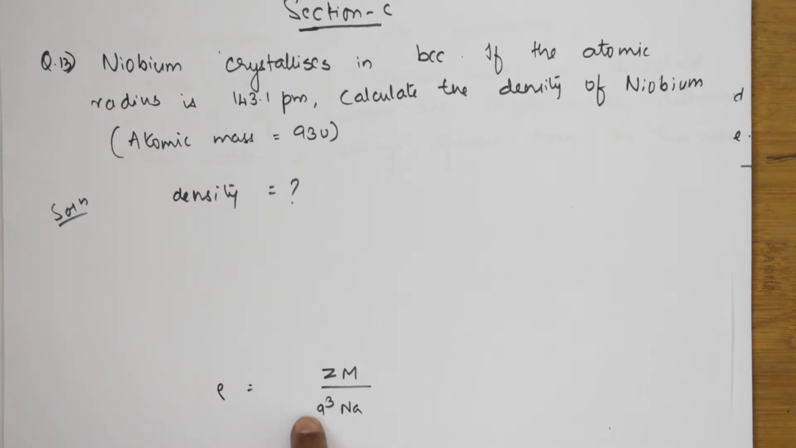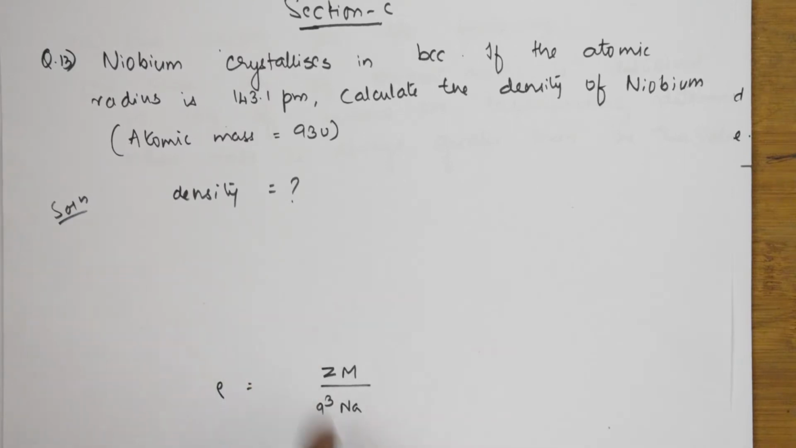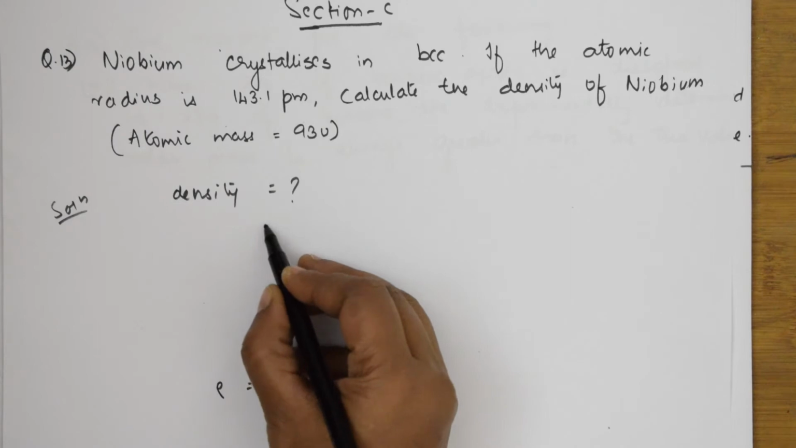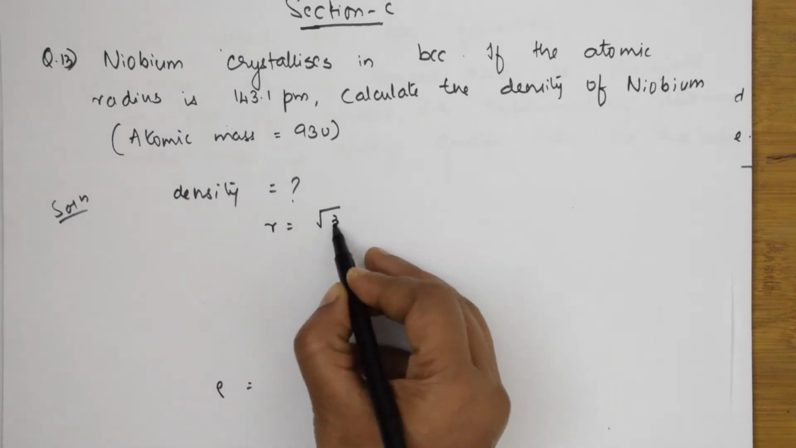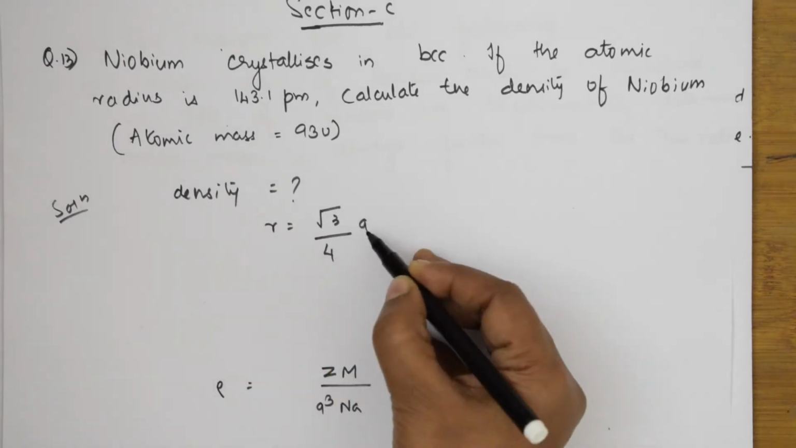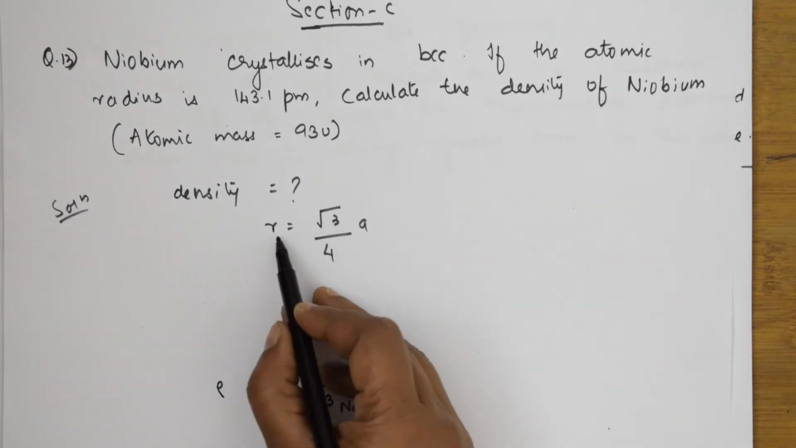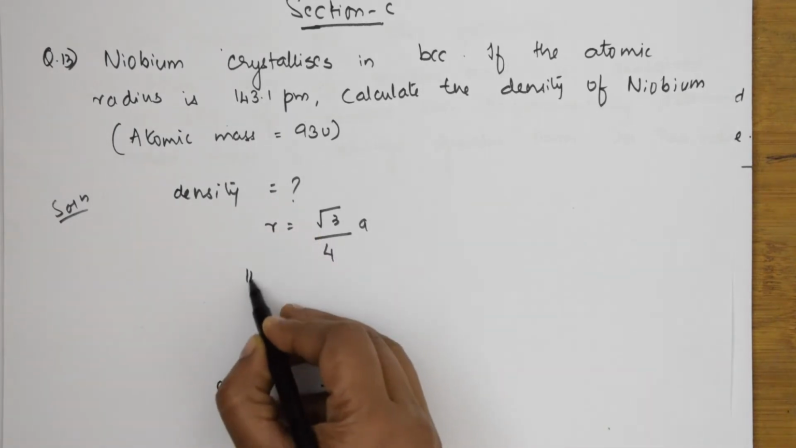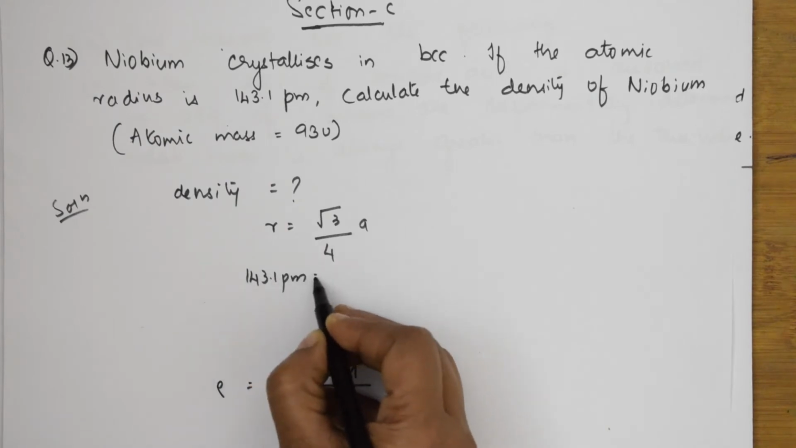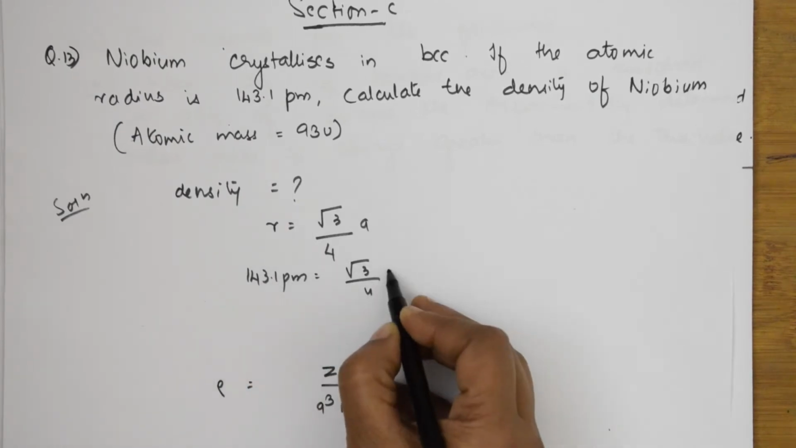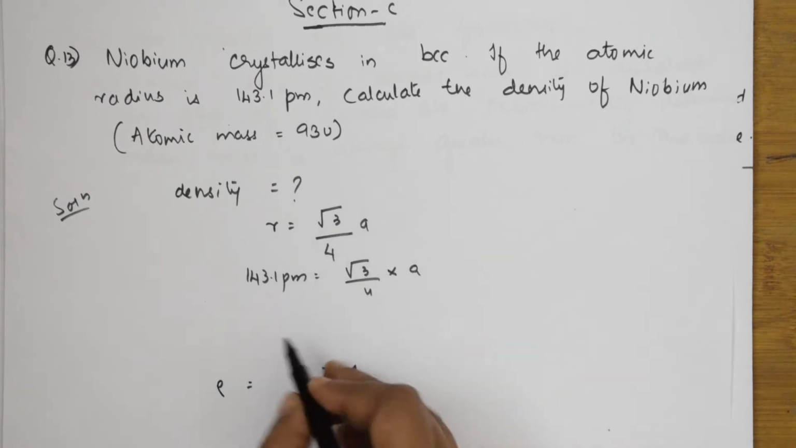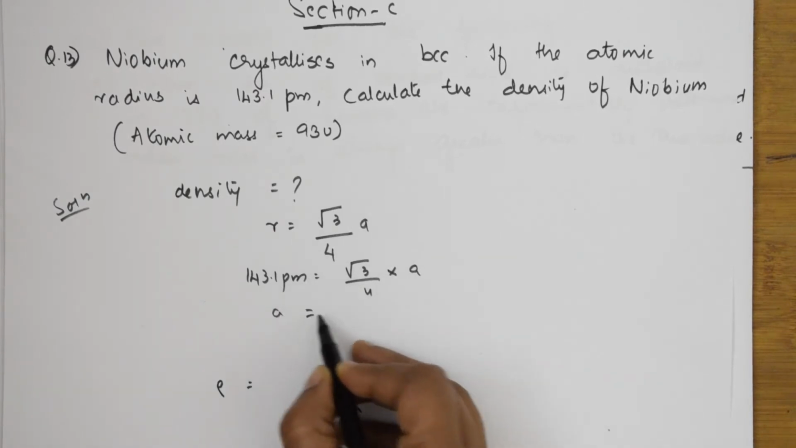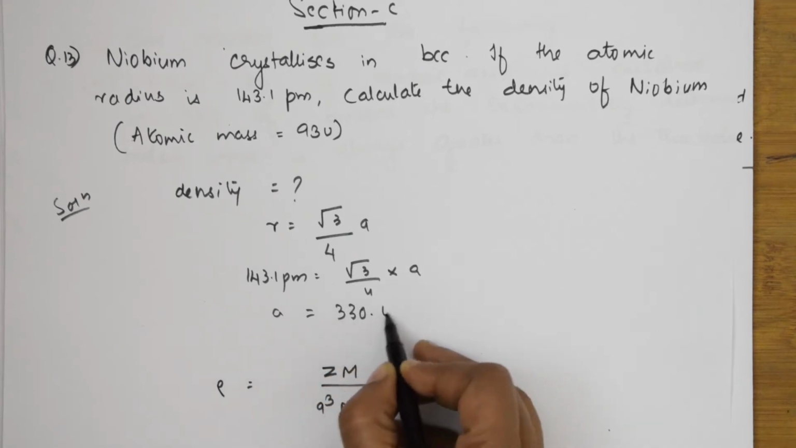A cube, do we know a cube here? Did they give me a cube? I don't have it, but I can find it out. From where can I find a cube? We have the formula relating the edge length, that is for BCC, r is equal to root 3 by 4 a. Here this is our a. What is the radius given to me? Radius is 143.1 picometer is equal to root 3 by 4 a. I have to find out a. Cross multiply these two. I get an answer of 330.4 picometer.